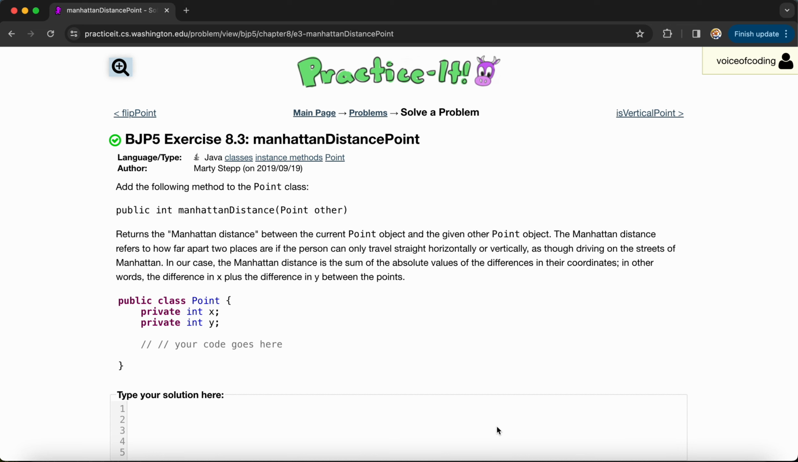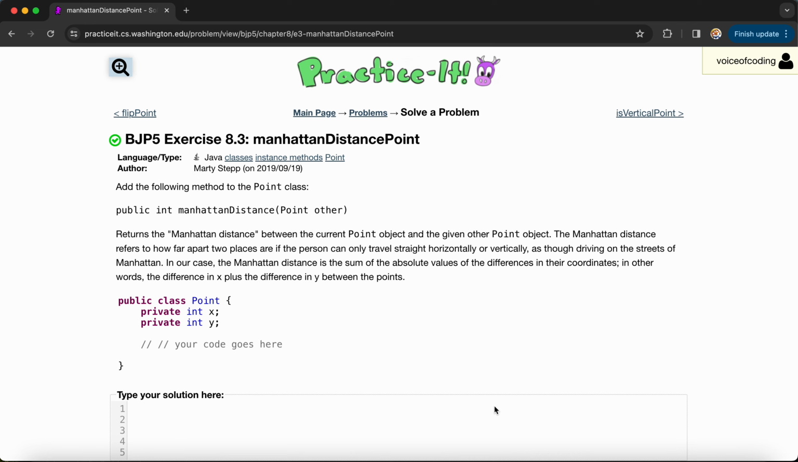object. The Manhattan distance refers to how far apart two places are if the person can only travel straight horizontally or vertically, as though driving on the streets of Manhattan. In our case, the Manhattan distance is the sum of the absolute values of the differences in their coordinates. In other words, the difference in x plus the difference in y between the points.